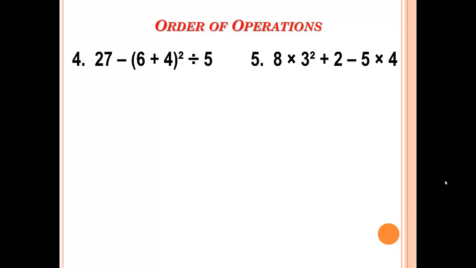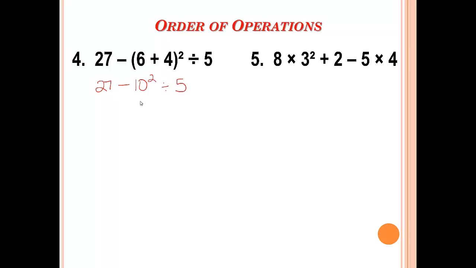Now for our fourth problem, we have 27 minus the quantity 6 plus 4, and that quantity squared, and then divided by 5. So the first step is to do our parentheses. 6 plus 4 is going to be 10. So we have 27 minus 10 squared divided by 5.